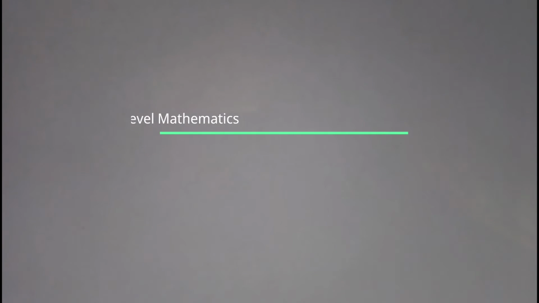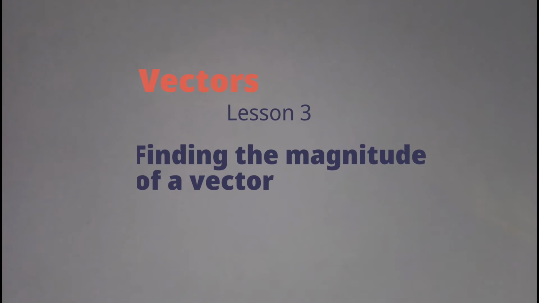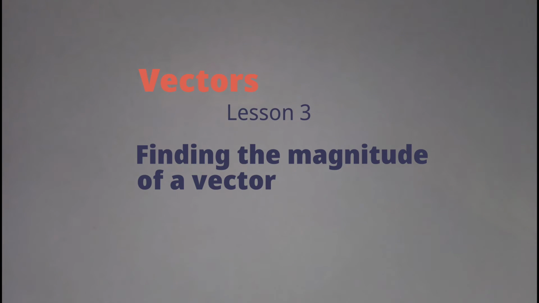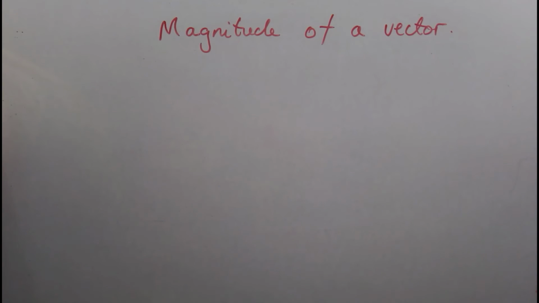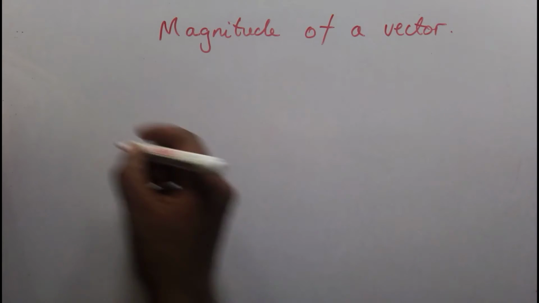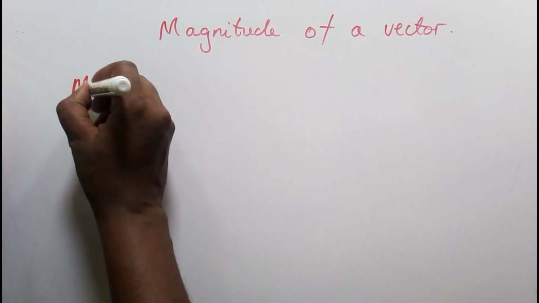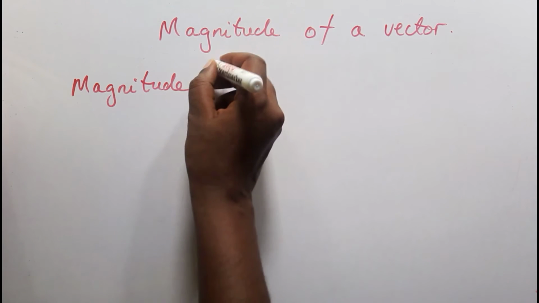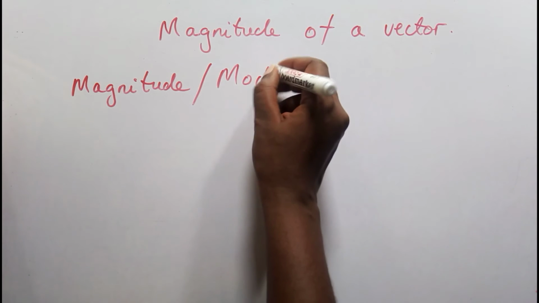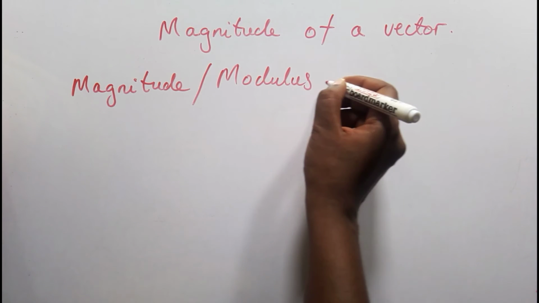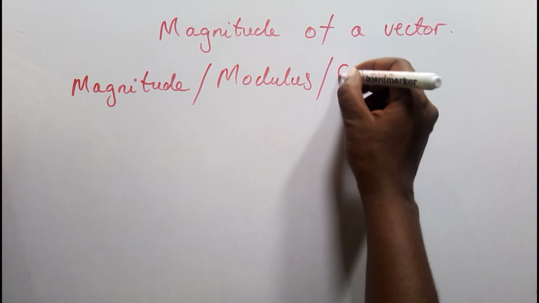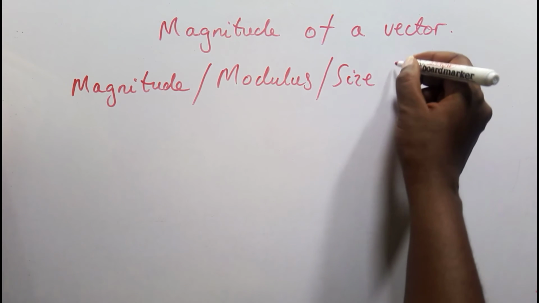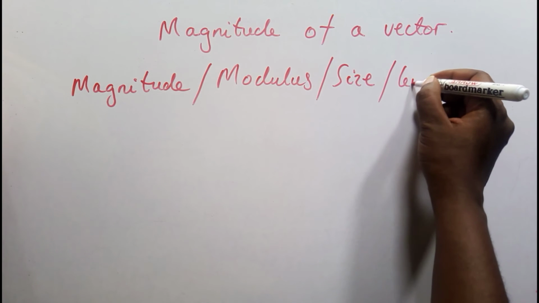In this video, I'm going to be talking about how to find the modulus of a vector, or the magnitude, or the size, or the length of a vector. Probably one of the most important things that you have to understand when dealing with vectors is that a vector has got a magnitude and a direction. Today we're going to be talking about the magnitude of a vector. The magnitude is also known as the modulus, or the size of the vector, or the length of a vector.